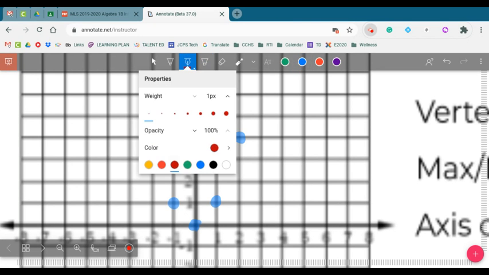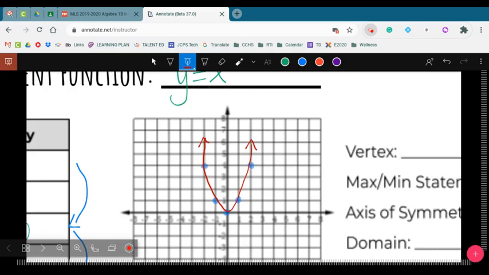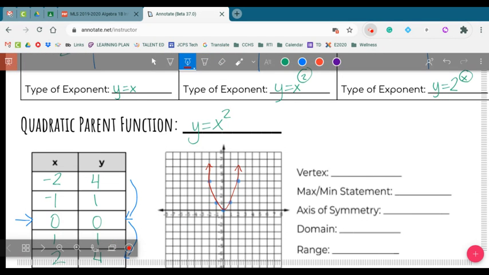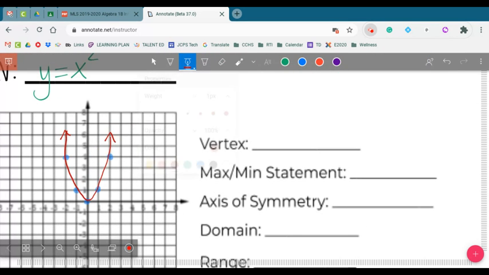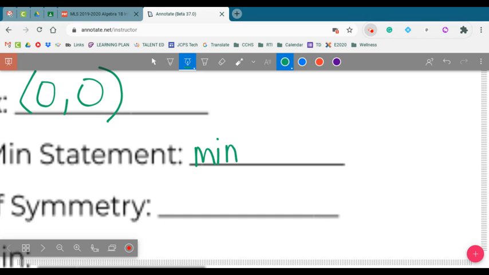I'm going to graph my function. Make sure you put arrows on the ends. Okay, so that's my parent function. So let's go over our different parts. Our vertex is where it changes direction, or the lowest or highest most point. So our vertex on this one is 0, 0. The vertex is the minimum point, so we're going to have a min statement. So it's a min of 0, because that's my y value, at x equals 0.